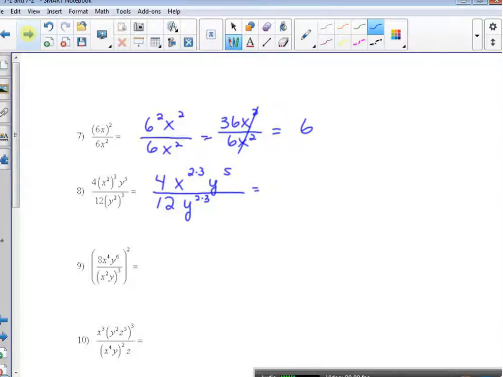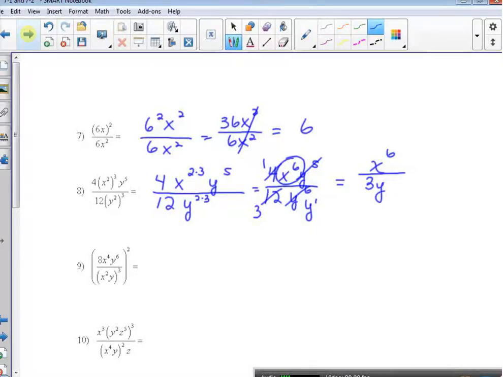So, I see some things that can cancel, but I'm going to clean it up first. 4x to the 6th, y to the 5th, over 12y to the 6th. We can simplify the 4 and the 12 to 1 and 3. The y to the 5th and y to the 6th, remember, can be y to the 1st. We do that subtraction in the denominator. So in that numerator, don't forget the x to the 6th, over 3y in the denominator.